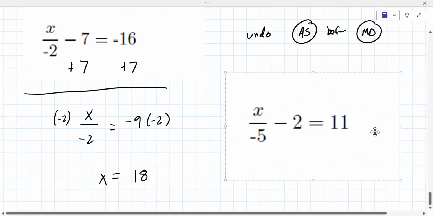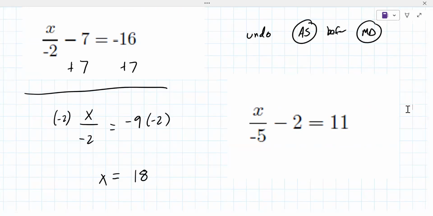So here's another one for you to try. All right. You can look at those other steps. It's really similar. I just want you to go through the steps correctly this time on your own.